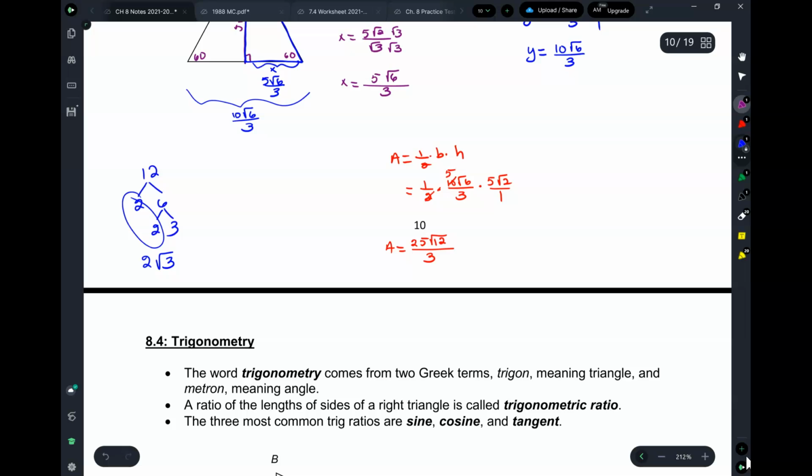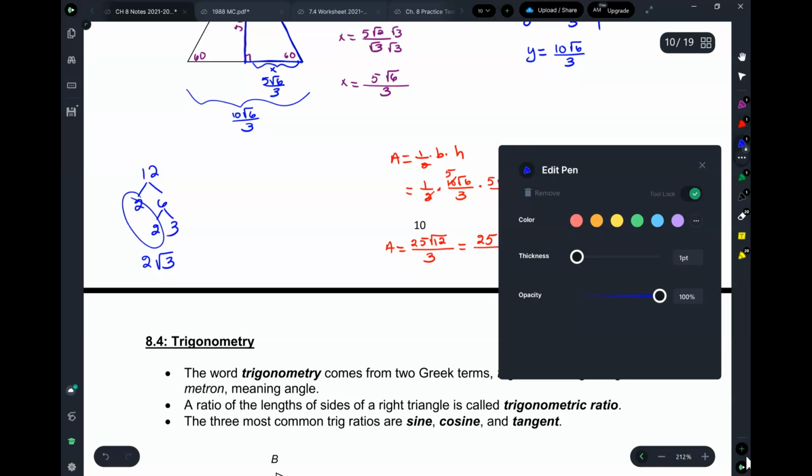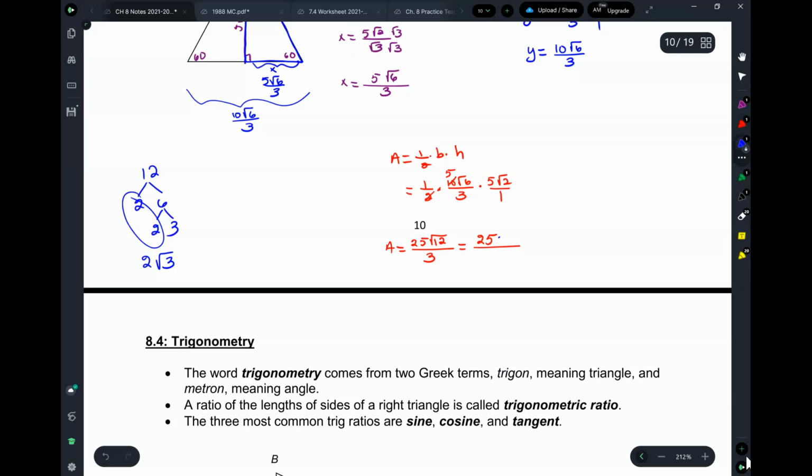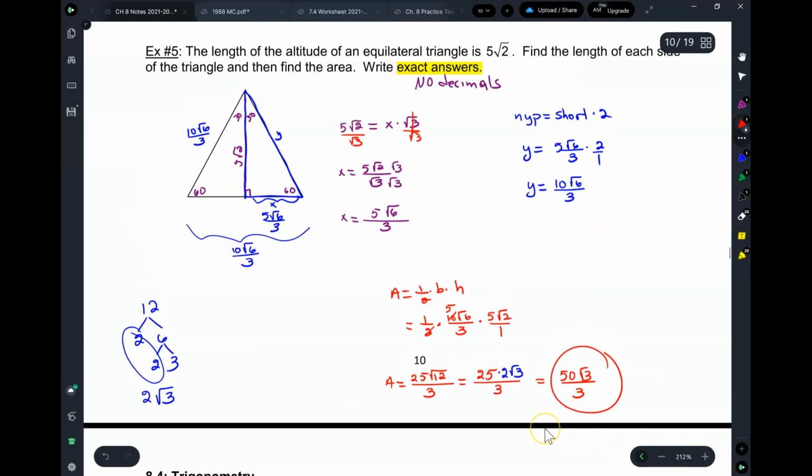So this here, let's see, 25. What was root 12? 2 root 3 over 3. This is 50 root 3 over 3. Whew. Man, that was a workout, right? Yes.